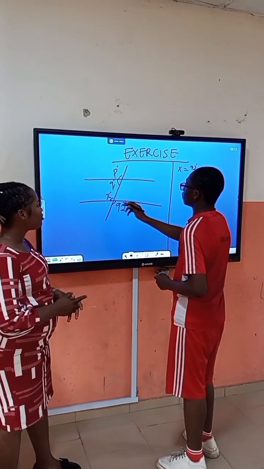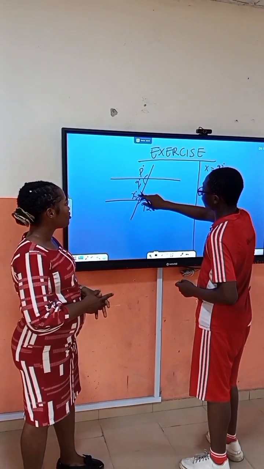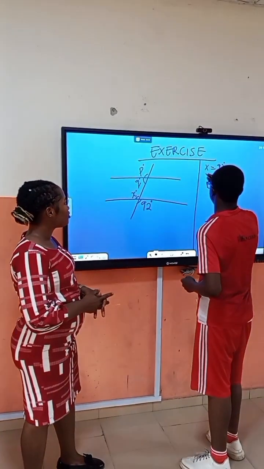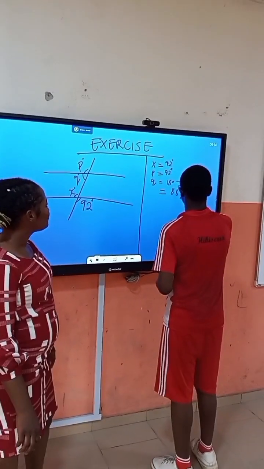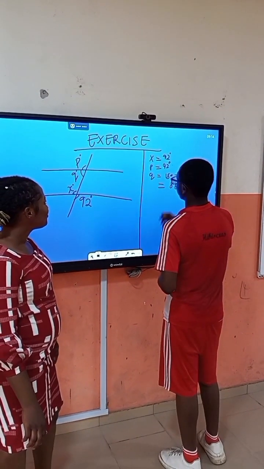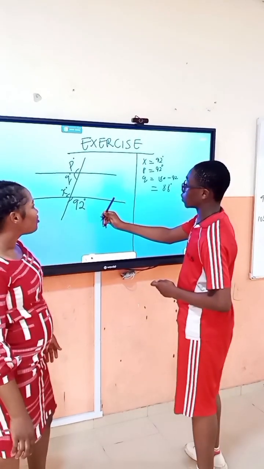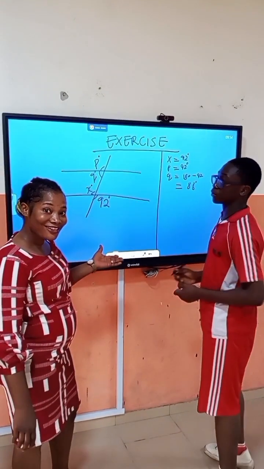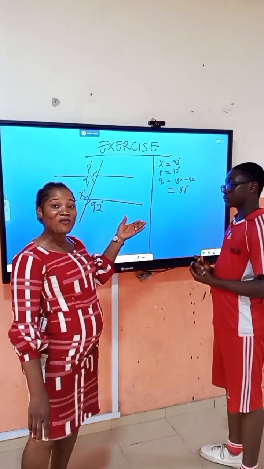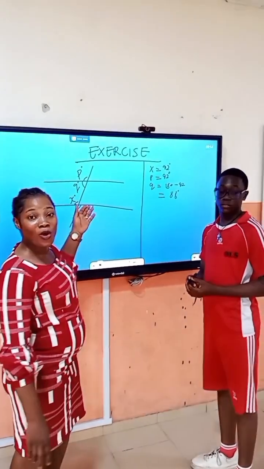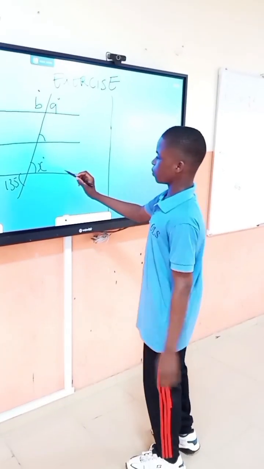Corresponding angles are equal, that means x is 92, p is also 92. Alright. And if you don't want to use it, you can actually use alternate angles to find Q. Okay, he just said that you can also use other methods, you can also use alternate angles to still get these angles. We are going to find x.